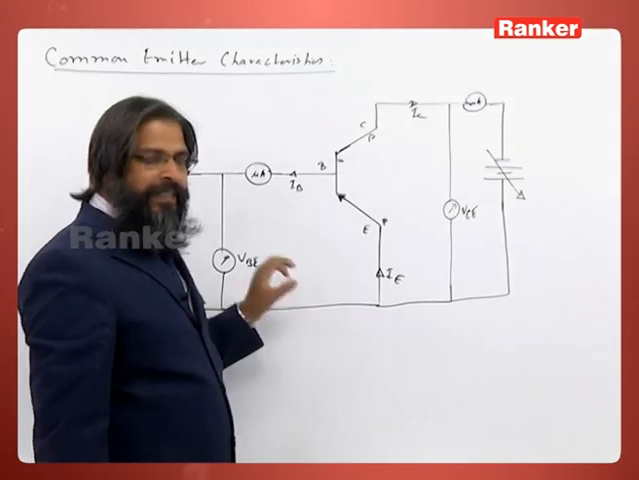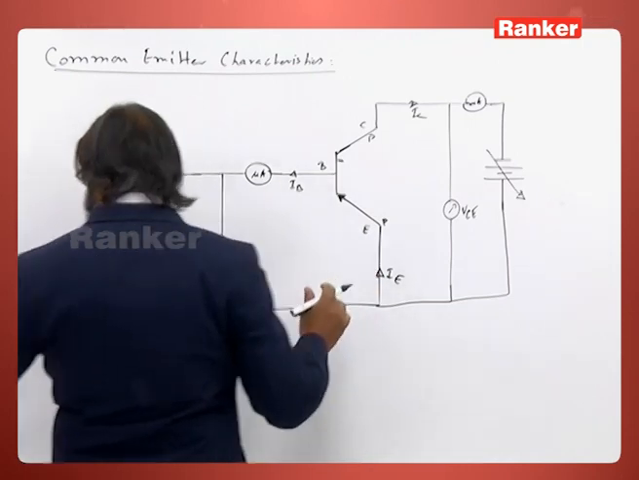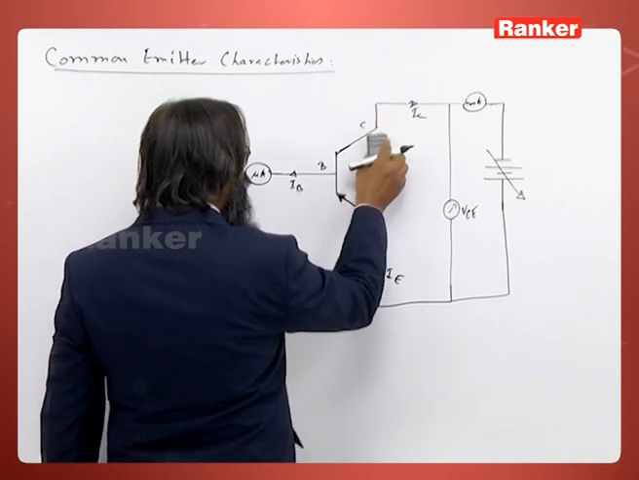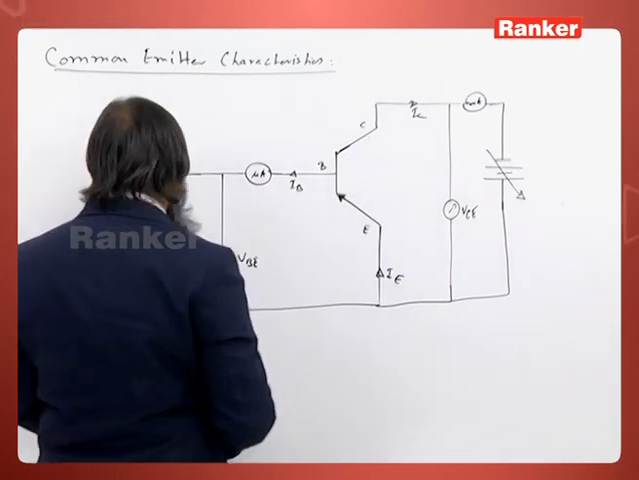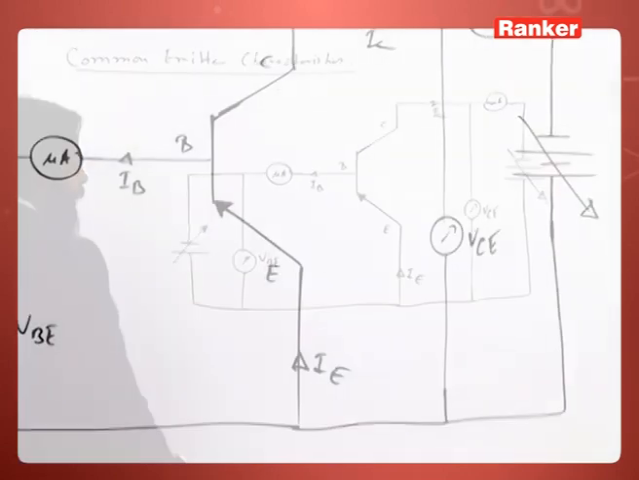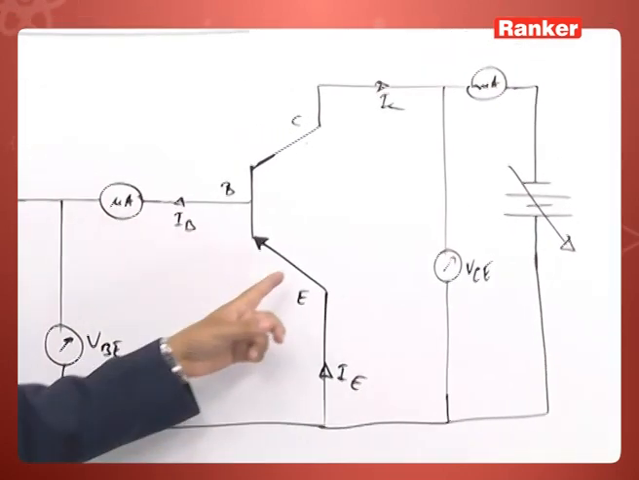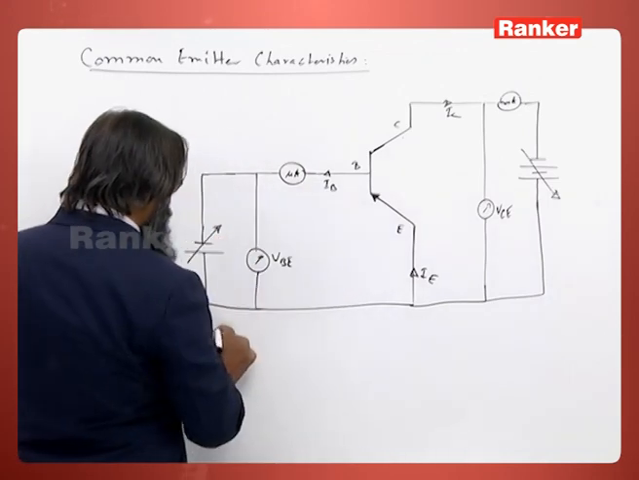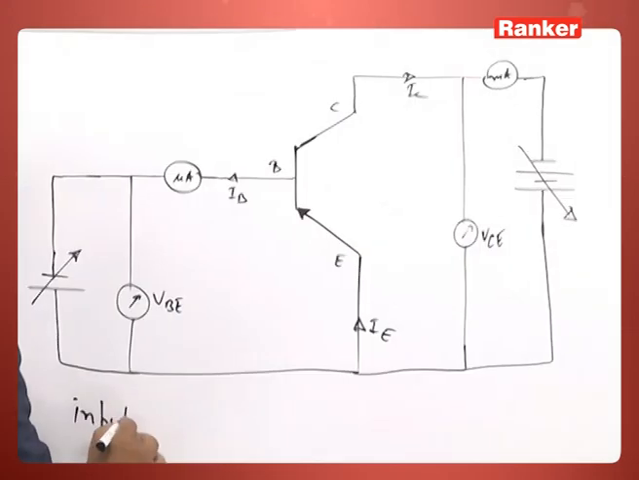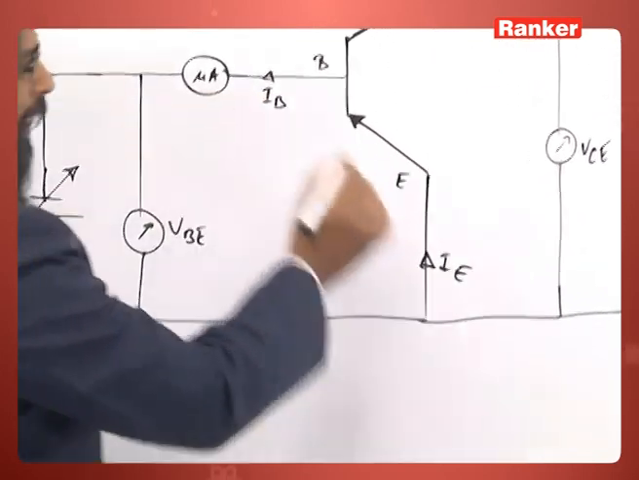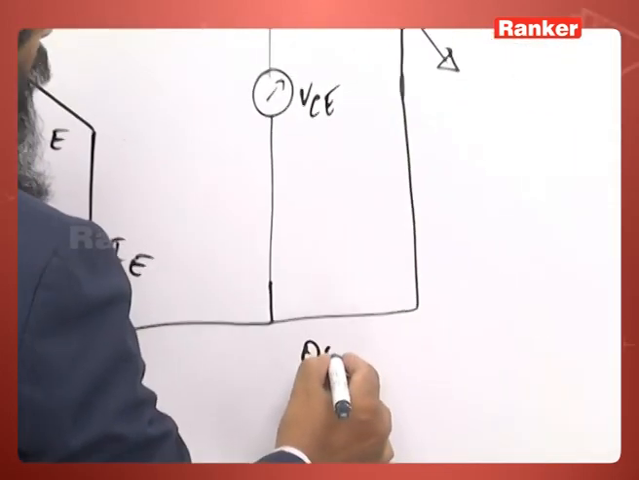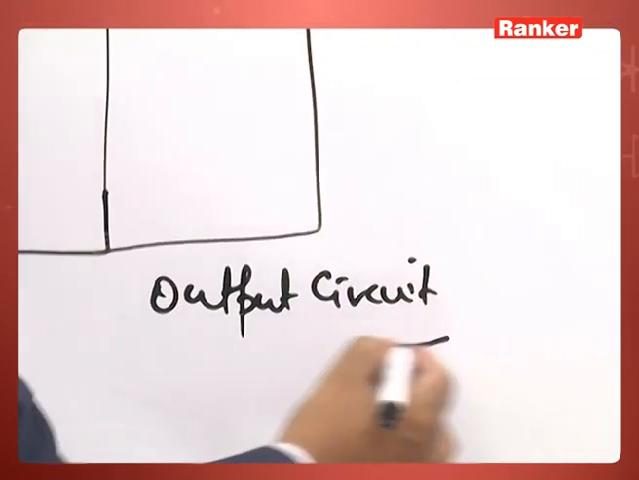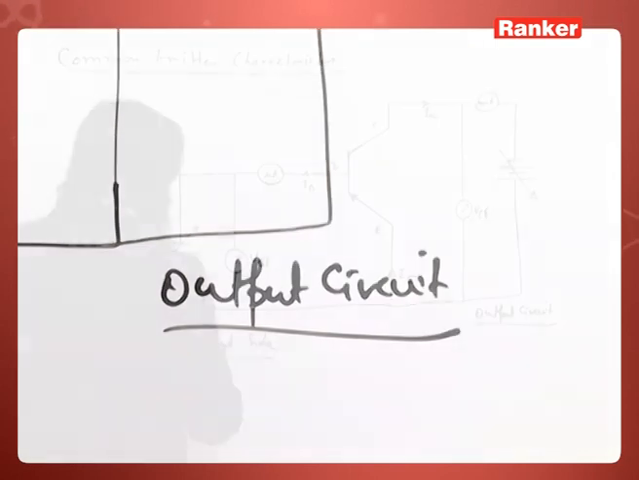So, this is the circuit, this is PNP. Now, I remove these PN labels so that my diagram is neat and clean. This is a PNP transistor in common emitter configuration, where the emitter is common. This side is called the input circuit, and this side is the output side, or output circuit, anything we can call it.